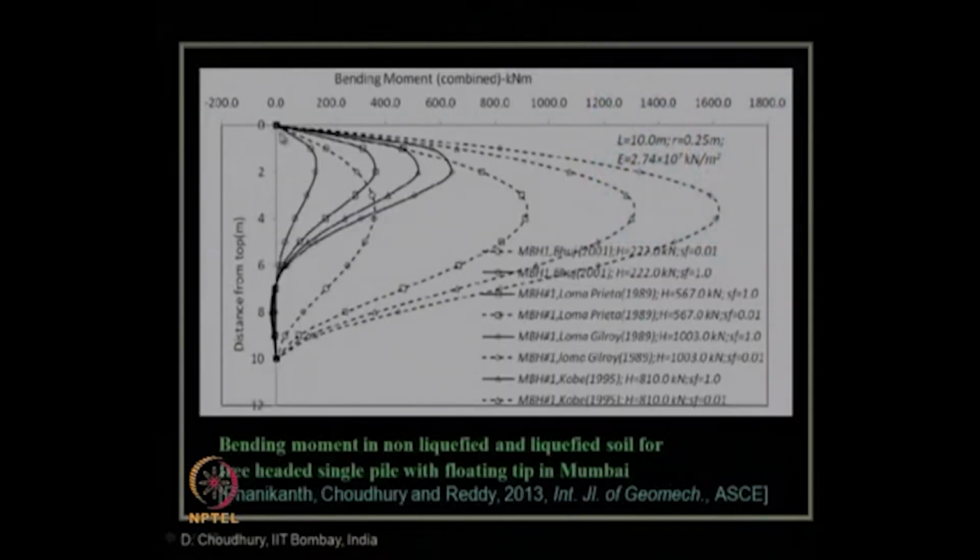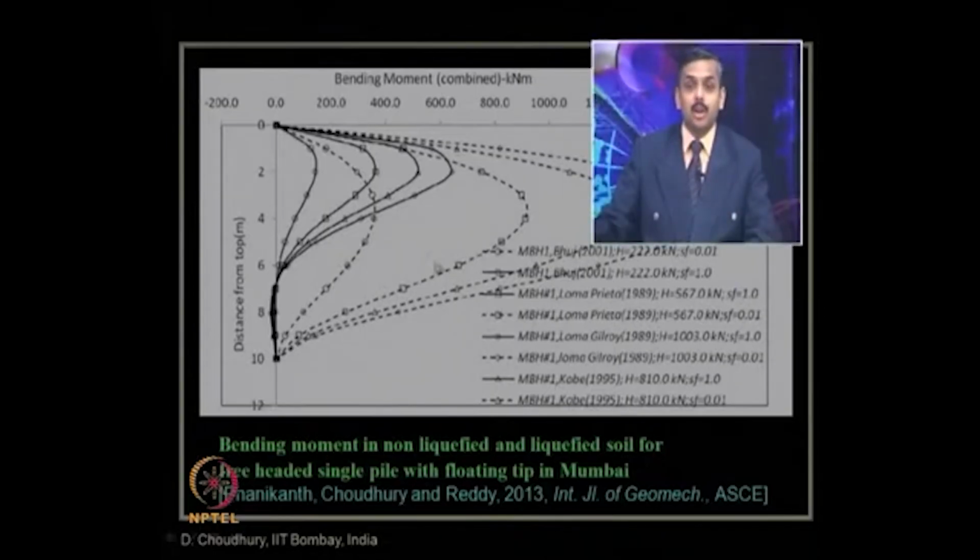And finally, the bending moment of the pile: this black solid line shows the bending moment in the non-liquefiable soil, that is when the soil is not liquefying, and these dotted lines show the bending moment under the liquefiable condition. So, we can see there is a significant increase in the bending moment of the pile along the depth from non-liquefiable soil to liquefiable soil. These are the reasons why in many cases in practice we see failure of piles after an earthquake occurs and the soil gets liquefied. The details will be available in this paper.